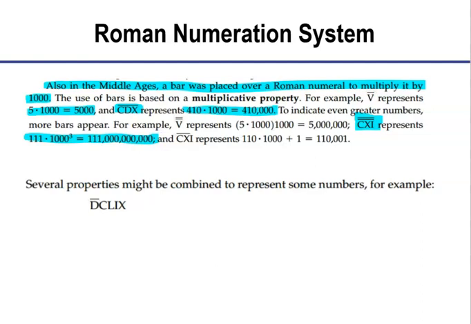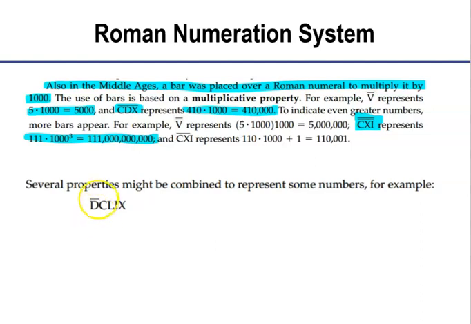And what do they mean by the properties? Remember, there's the additive property where we just add the Roman numerals together. There's the subtraction property where if you have a smaller Roman numeral before a larger one, you subtract the smaller from the larger to represent, for instance, 4. And now we have this multiplicative property where we multiply by 1,000 every time we see a bar. How could we use that on what we've got going on here? So let's take a look.